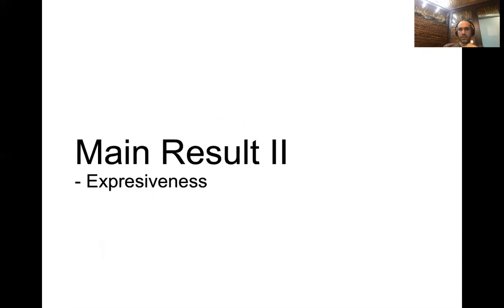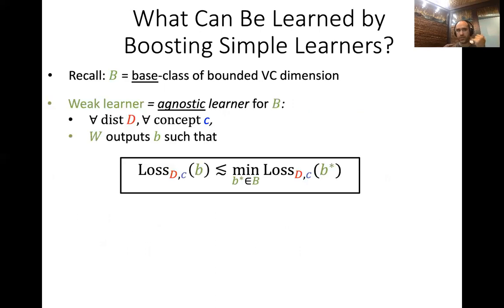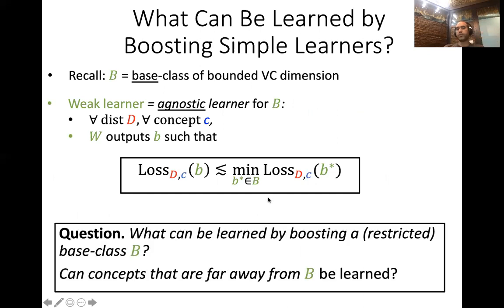Okay, so now let me tell you a little bit about the second main result, which is about expressiveness. The question we ask here is what can be learned by boosting a simple base class. Recall that we have a base class B, and we assume that the weak learner is a strong agnostic learner for B. So it always gives us the best approximation in B. And the question is, what can we learn with it? Can we really learn concepts that are far away from B? Can we really boost it in a meaningful way?